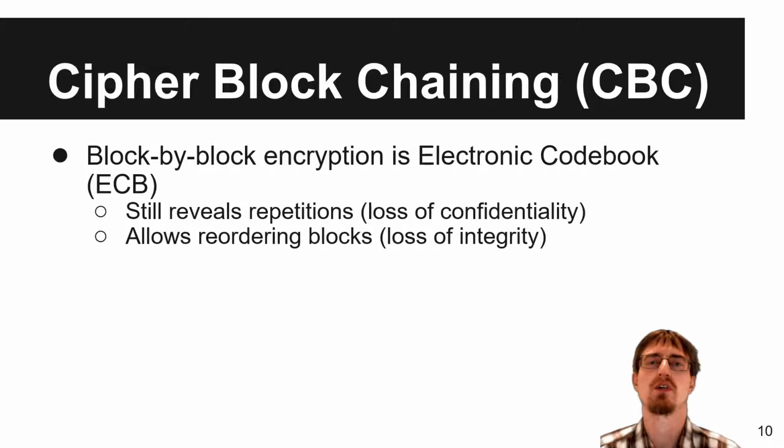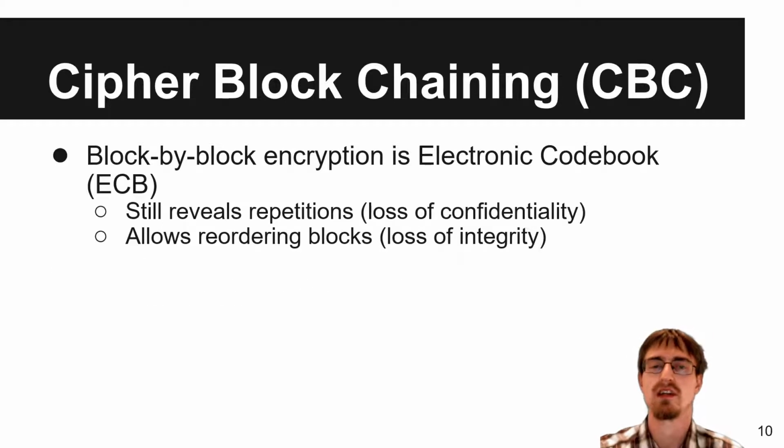The approach I just showed you, which is more or less the obvious approach to use a block cipher, is known as electronic codebook, or ECB. Now this approach, as we've seen, still reveals repetitions, which means that confidentiality is not ensured. Moreover, you can also reorder the blocks. So if you have some knowledge about the content of the blocks, then you have an issue. The attacker can reorder the blocks and create a new message. So, if we use electronic codebook, we have no confidentiality and no integrity, or at least not guaranteed completely.